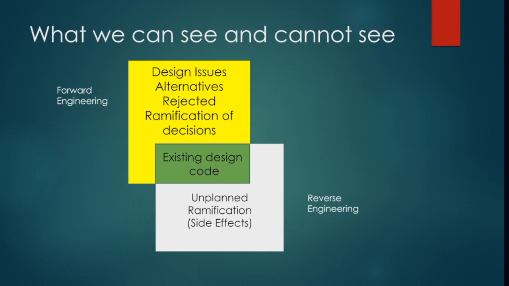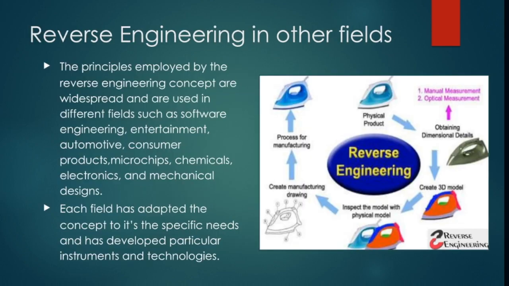What we can see and what we cannot see: in reverse engineering, we're not able to see everything that's done in forward engineering, like the design issues, the alternatives that were rejected, and the ramifications of decisions, like the unexpected events that happened while doing the forward engineering. But there's a common part, where we actually get the existing design code when we retrace the steps in reverse engineering, and we finally get the design code or the final product code.